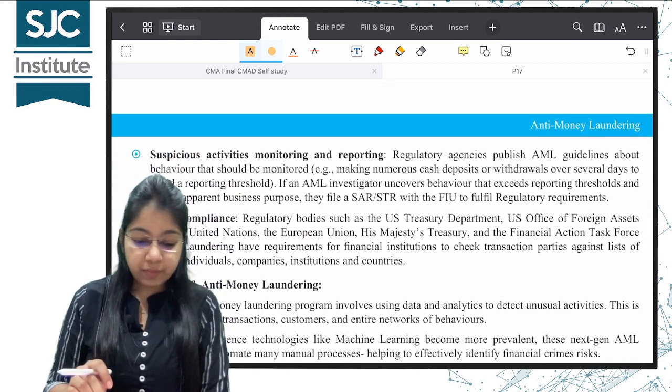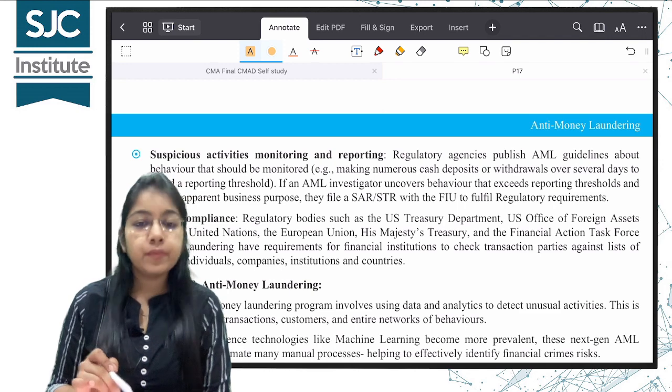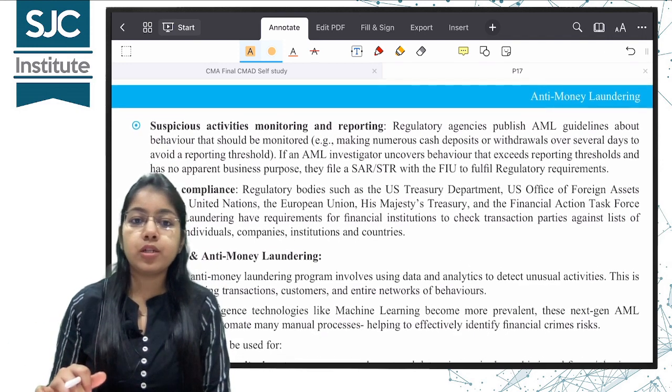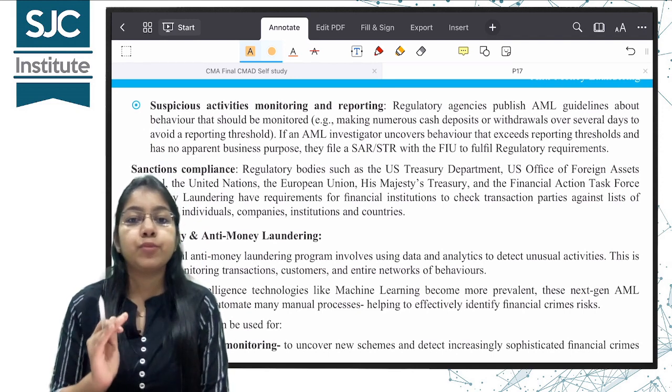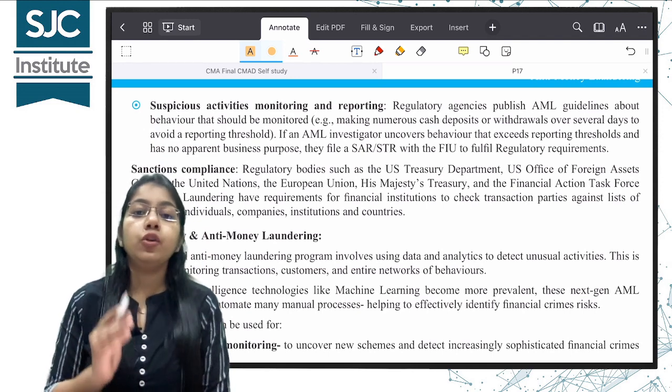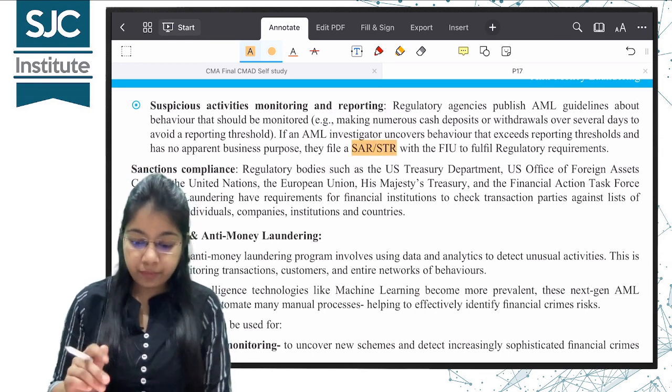And the third one is suspicious activities monitoring and reporting. This applies to all the financial institutions: if you notice or detect a suspicious activity or transaction, you are required to file a report in the form of a SAR or STR.